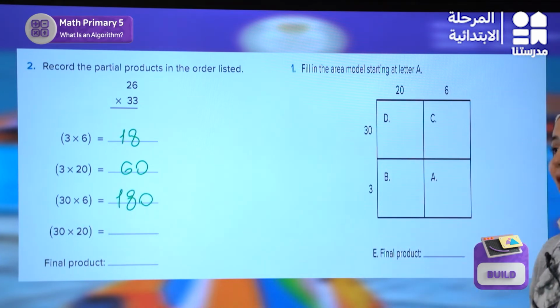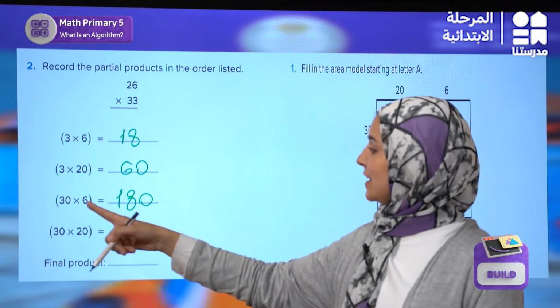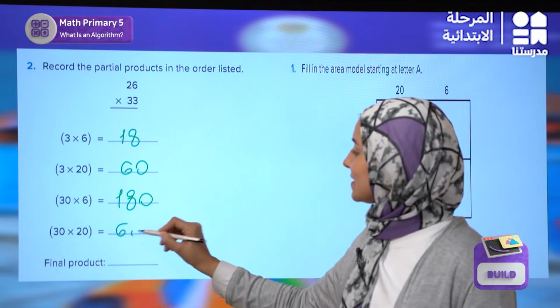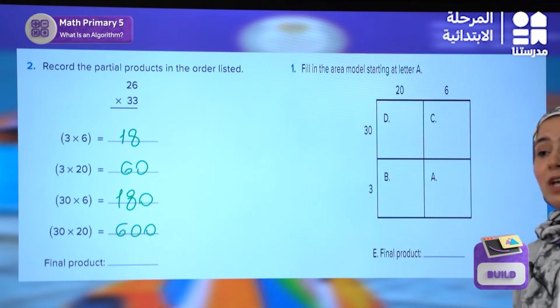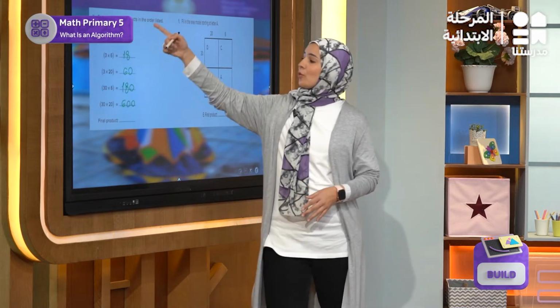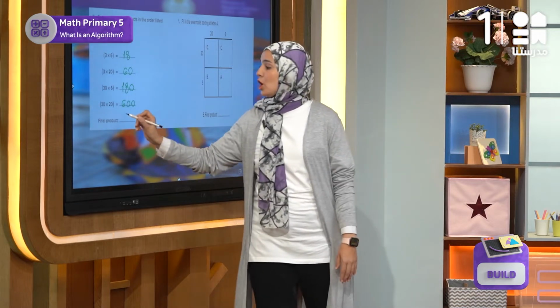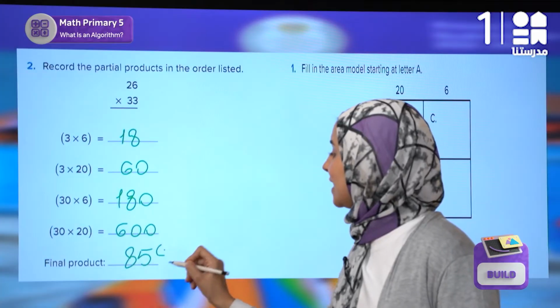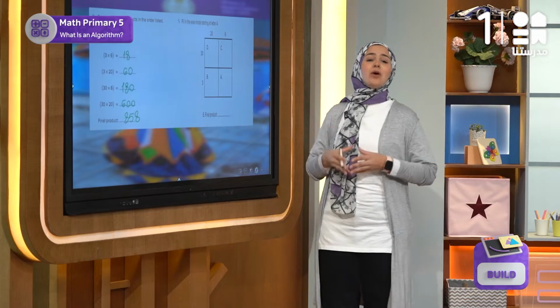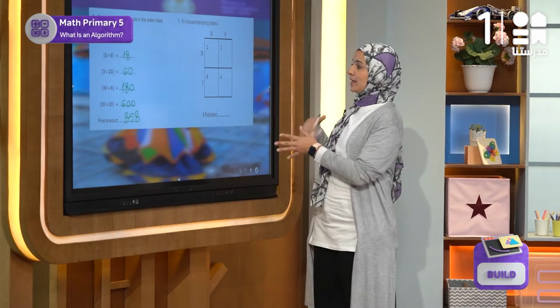Then I have 30 times 6, which is 180. And finally, what do I have? I have 30 times 20, which is 600. The last step is what? To find the product, I'm going to add all of this and I will get the answer that we got before, which is 858.